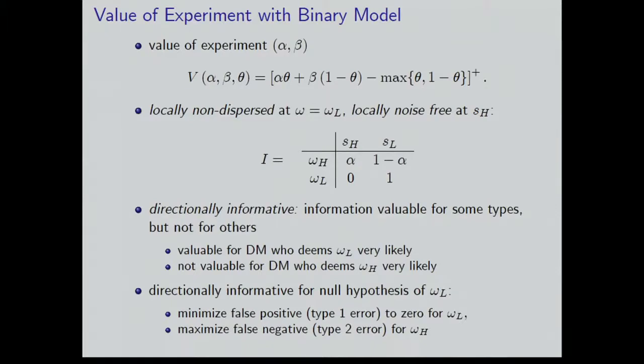Okay, so that means that the value of information from a particular experiment differs across different biases. Okay? And in some sense this is just a reflection of the fact that the ordering that Blackwell suggested is highly incomplete.